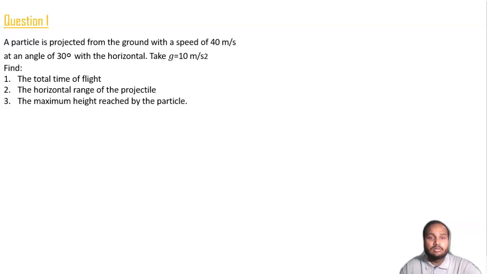In this question we have a particle which is projected from the ground with a speed of 40 meter per second at an angle of 30 degree with the horizontal, and we take the value of g as 10 meter per second square. We need to find the total time of flight, the horizontal range, as well as the maximum height reached by the particle. Here the initial speed is given, u is equal to 40 meter per second.